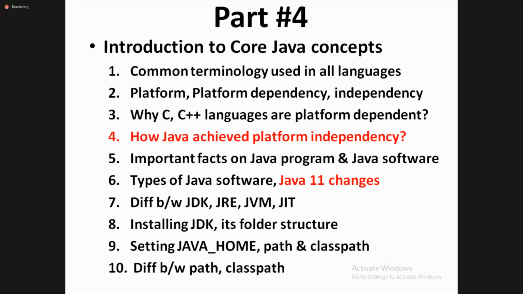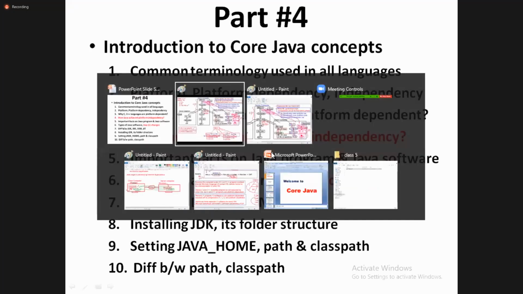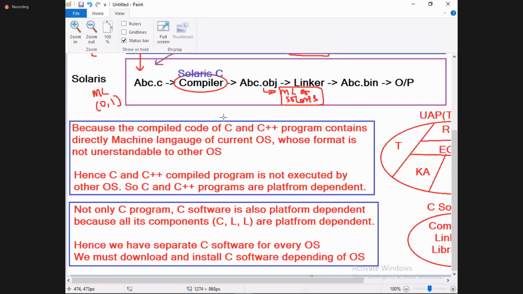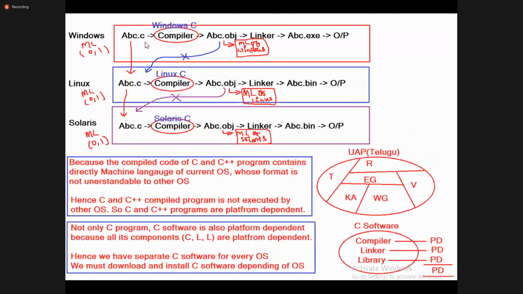You know, in the 1990s, what happened? I was teaching the C language. C is platform dependent, because C contains machine language and cannot execute on another operating system. This slide I'm explaining. Then one student asked me a question.